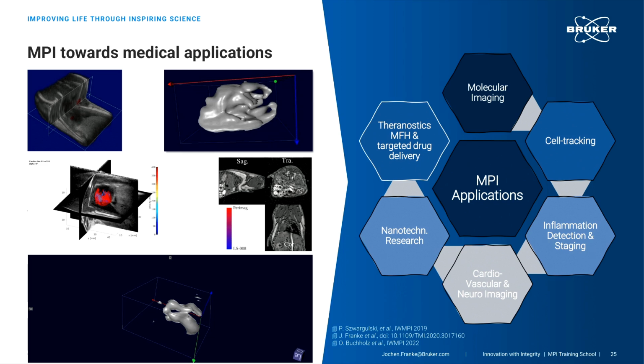It's acquired on a hybrid system combining MPI and MRI in a single device, and by a bolus of 21 microliter of, at this time it was still Resolvist, we can acquire the different heart chambers in real time with a time resolution of 21 milliseconds per volume. Okay, so to really have a real-time signal response.